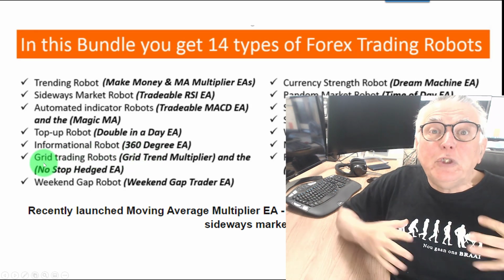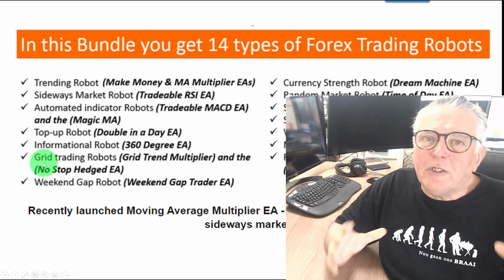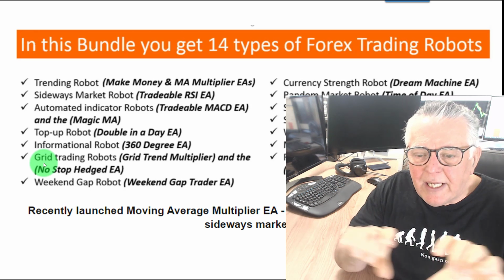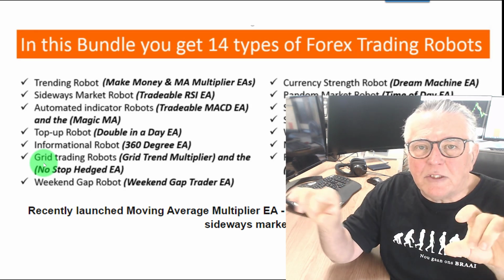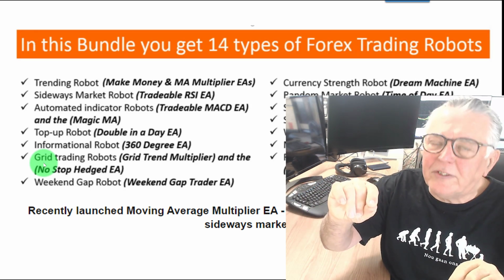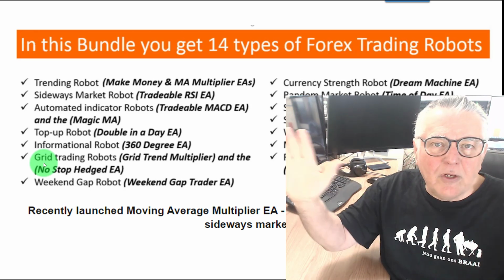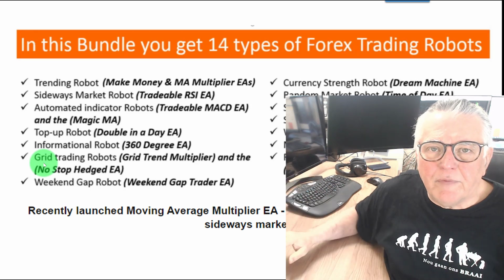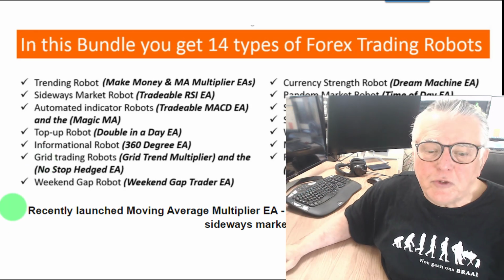Then you have grid trading robots. Grid is where you ignore the actual price action, and you just look at price levels to enter trade. So if the price goes there, enter trade. If the price goes there, enter trade. You've created a false chart consisting of a grid that you then use to trade.